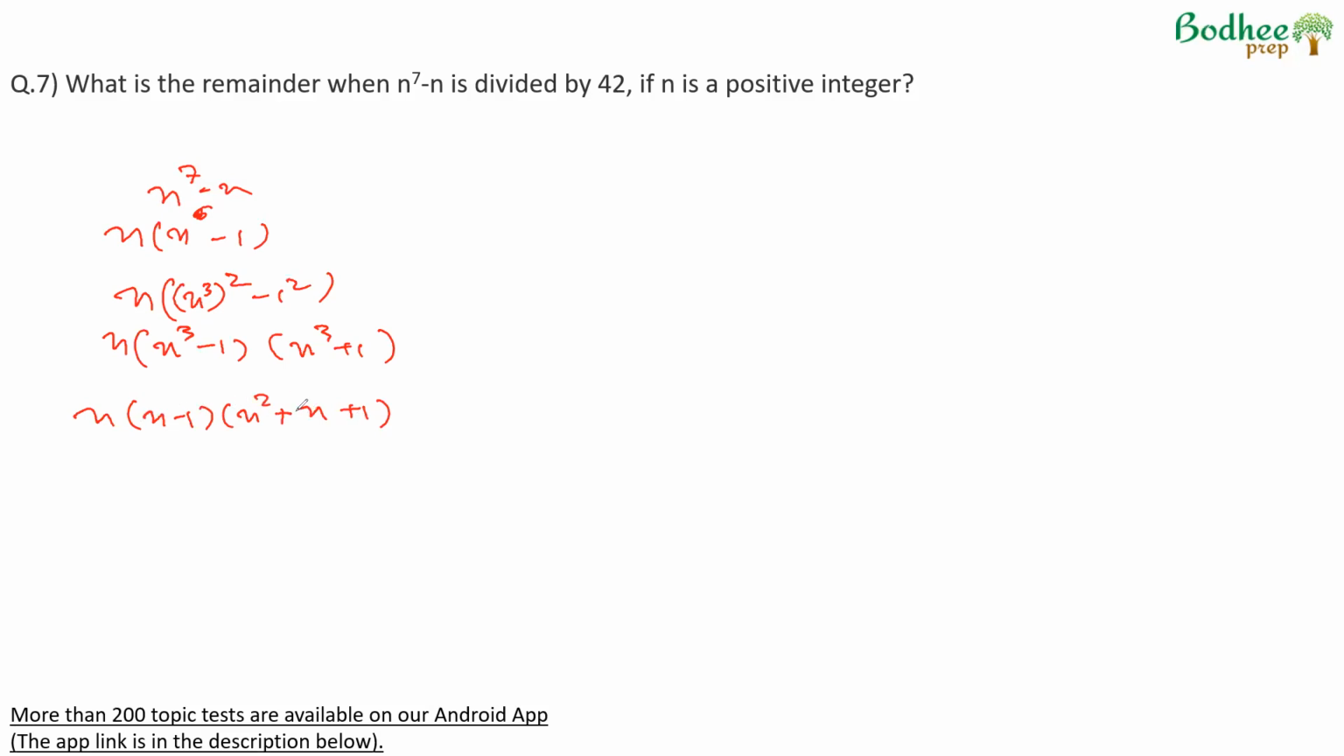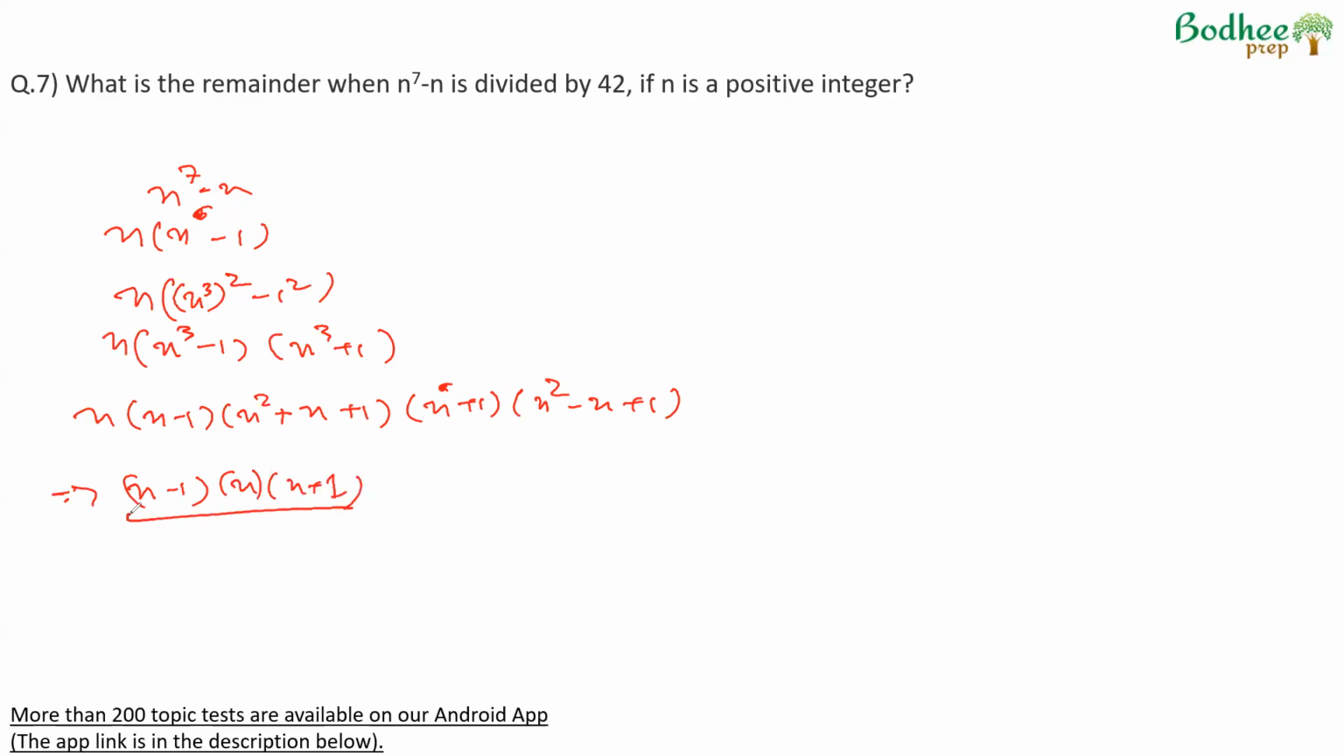n cube plus n square minus n square plus n minus n minus 1 gives n cube minus 1. And n cube plus 1 will be n plus 1 into n square minus n plus 1. This can be rearranged as n minus 1 into n into n plus 1, into n square plus n plus 1 and n square minus n plus 1.